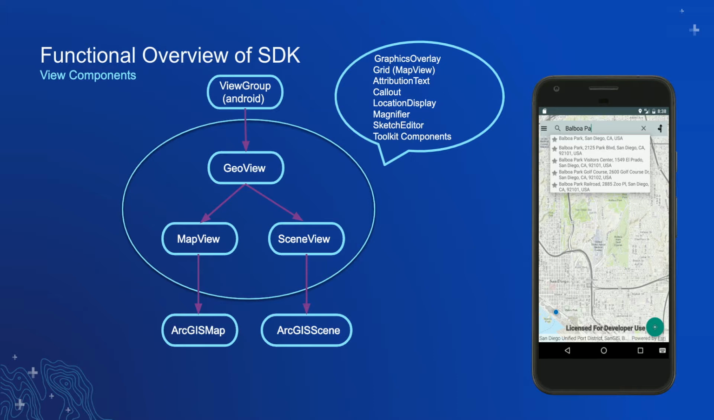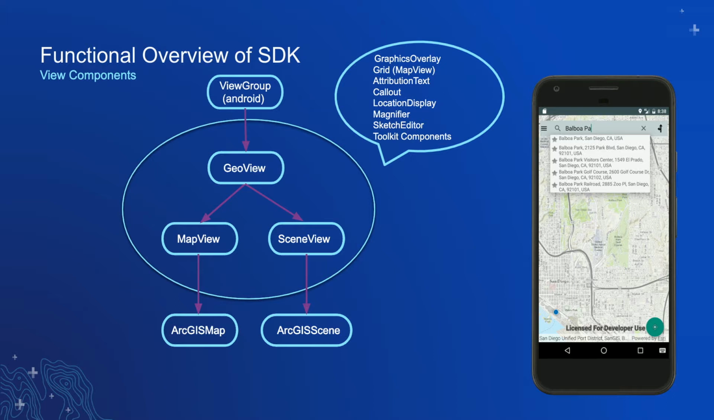We also have other view components in the SDK, like the graphics overlay, some attribution text that you want to show on the map, or a callout, or location display. And we are also writing some toolkit components, like if you want to show a compass on the map or a scale bar on the map. Those are some of the view components that the SDK provides.